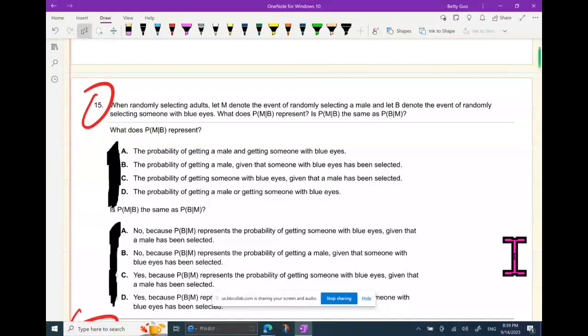This is a very good problem. Why is it a good problem? If you know how to answer this problem, that means you understand what conditional probability is. You understand the notation for conditional probabilities. So here, M means male. B means eye color blue.